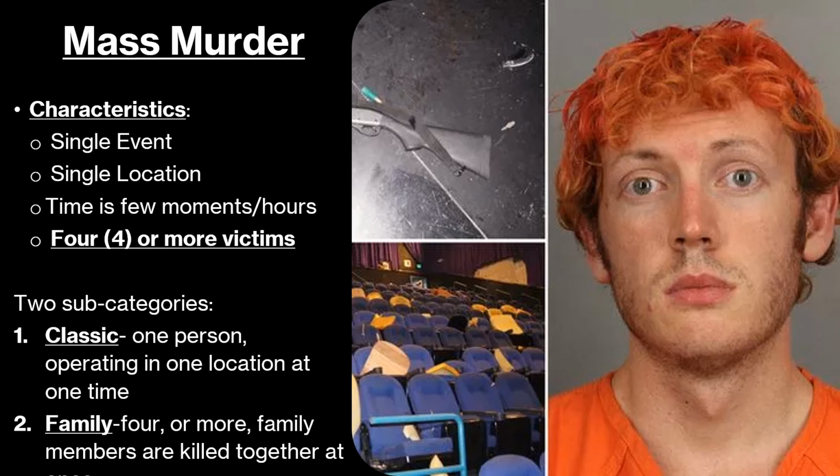The other subcategory of mass murder is a family mass murder. And essentially, this is where four or more family members are killed together at a single moment.